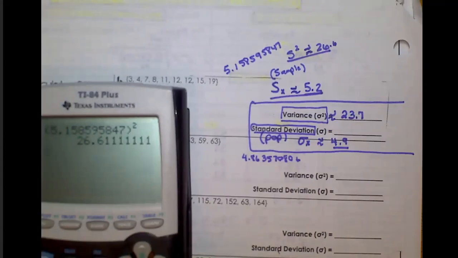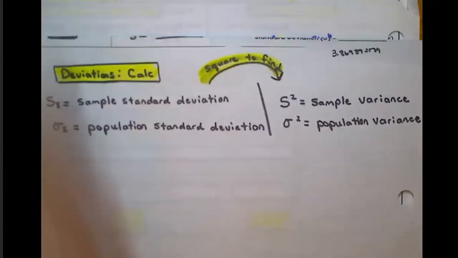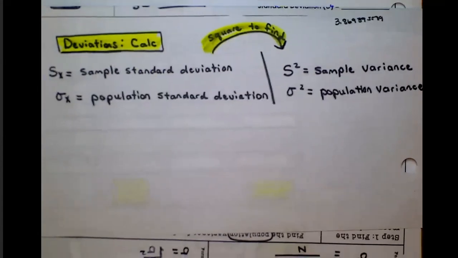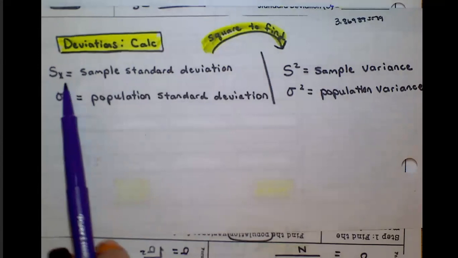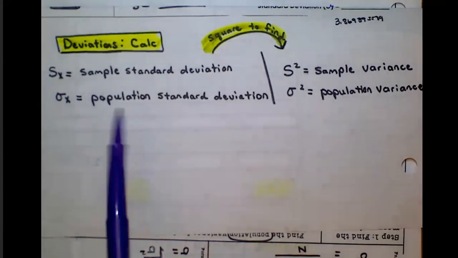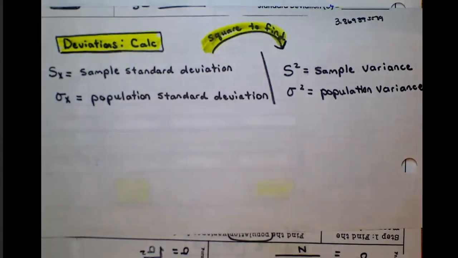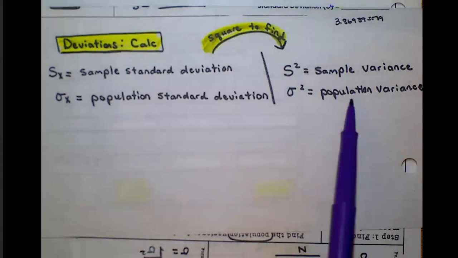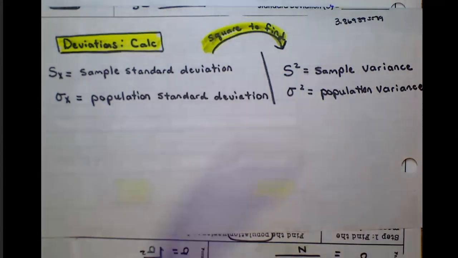I'm going to put this note up here to help you too, and I want you to write it at the bottom of this. With deviations, this Sx is your sample standard deviation. Then you have your sigma x, which is your population standard deviation. It's not going to give you the variance, because if you recall, the one that's most useful is the standard deviation. So that's the one the calculator is going to give you.